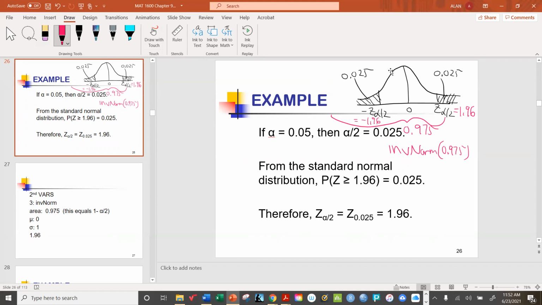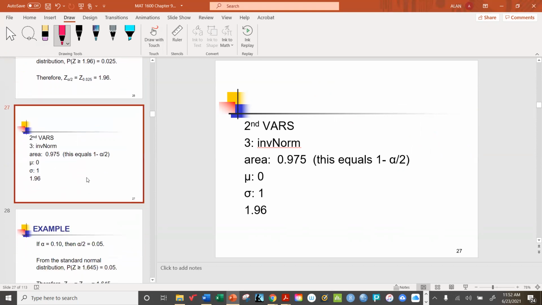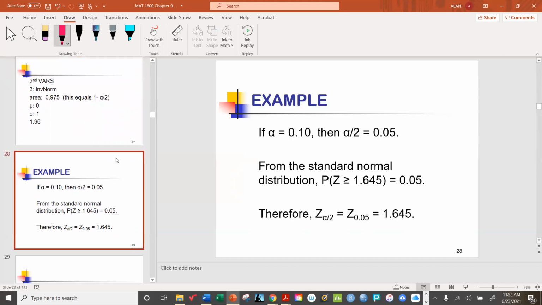All right. Now let's do the same thing again. And by the way, here's the actual steps involved. Second vars, INV norm, 0.975. Leave these at 0 and 1, and there's your final answer. That's your z-score. All right. Then finally, what about 90%? What do we do now?